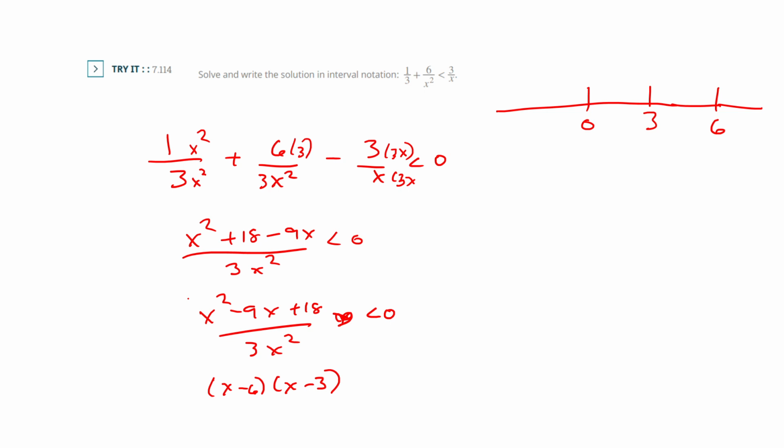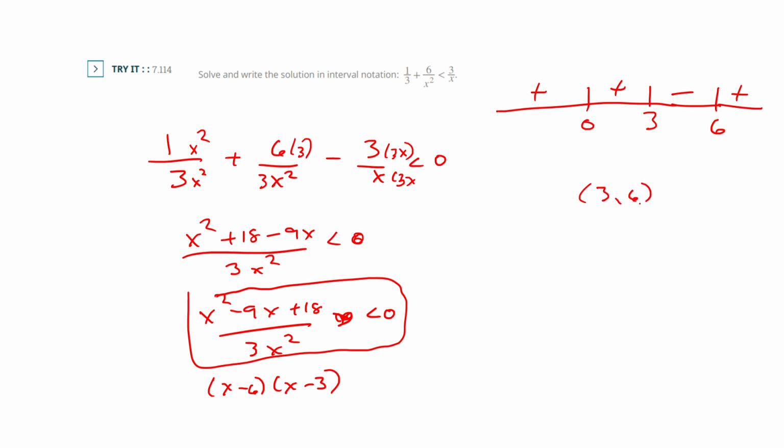Okay, let's do our regions. So if you put negatives, we're going to work with this guy here. If you put negative 1 into here, you're going to have positive over positive. If you put 1 into here, you're still going to have a positive over a positive. You put 4 in here, you're going to have a negative over a positive. Let's put 10 in here, you're going to have a positive over a positive. So there's our regions. Now, we want them to be less than 0. There's no equal involved, so there's nothing strange about that. So we're going to go from 3 to 6.